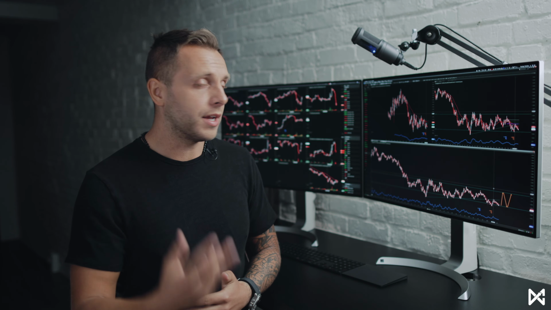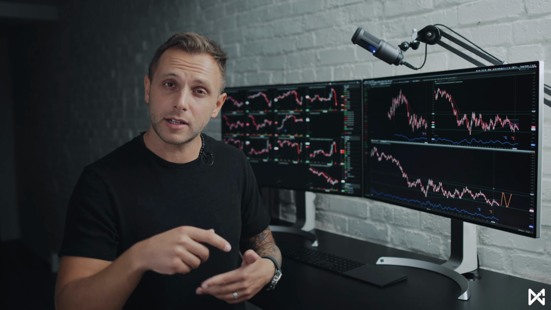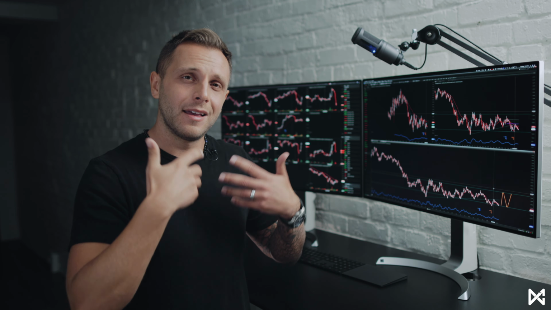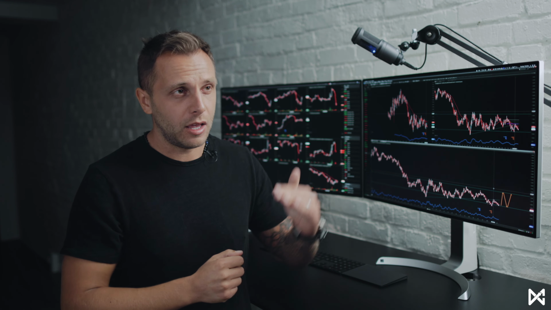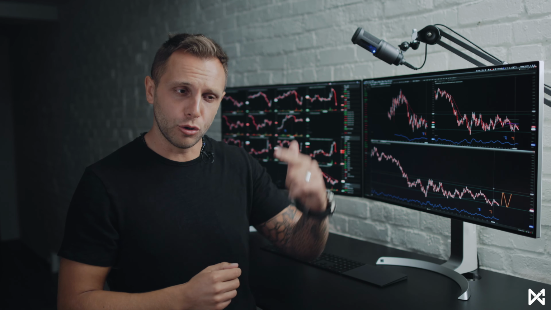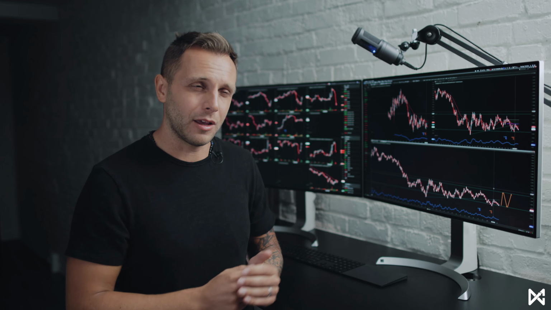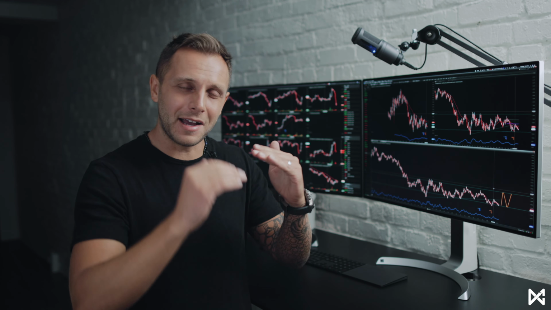But again, ranging markets, moving sideways, trending markets, moving up or moving down. And within both of those, we have runs and we have pullbacks. And whenever those runs and pullbacks are making higher highs, higher lows, higher highs, higher lows, that is a bullish trend. And whenever those runs and pullbacks are making lower lows, lower highs, lower lows, lower highs, that is a bearish trend. And whenever we're just not making higher highs and not making lower highs, we're just moving sideways, that is a range.